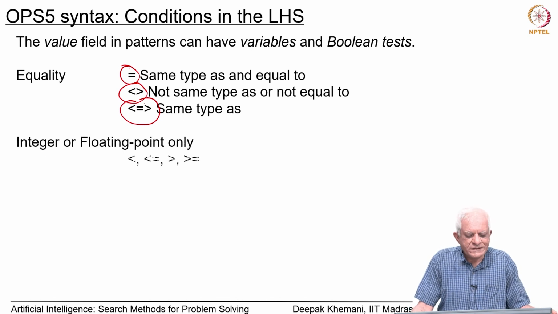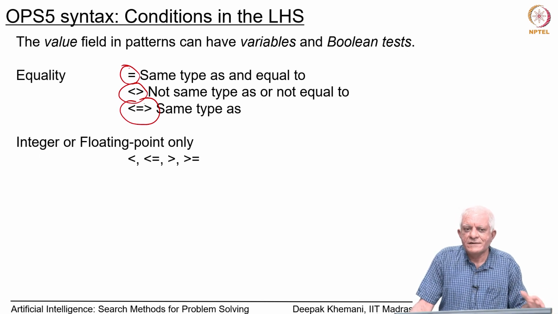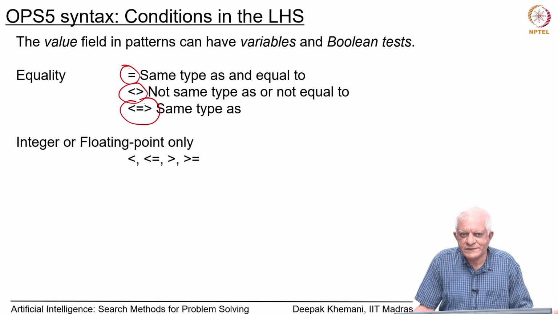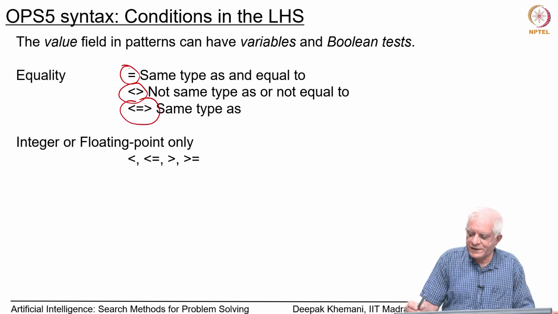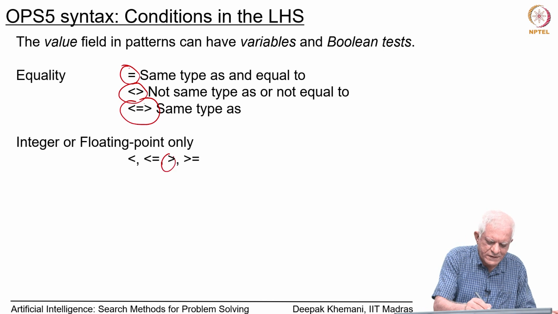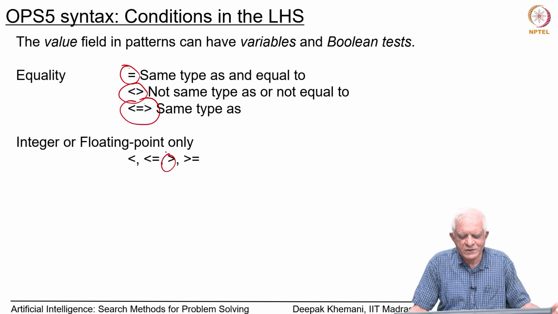Then for integer and floating point data, which is basically ordered data, ordered sets, we can check whether one is less than the other or greater than the other and so on. We have already mentioned this in passing when we said that there is no student who has got marks higher than M essentially, and we had used this greater than symbol there in that particular rule essentially.